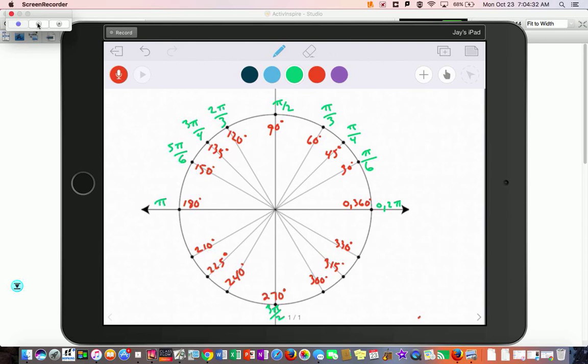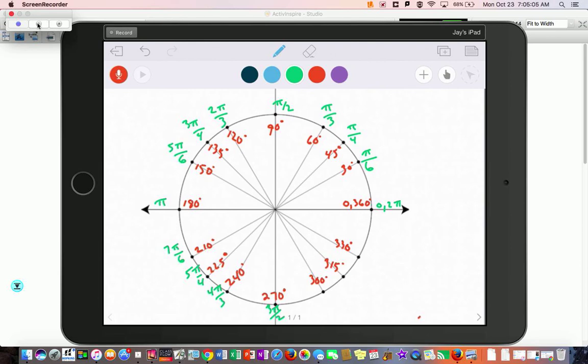So once you get the pattern for radians down, it's not too bad. So again, this would be over 6, this would be over 4, and this would be over 3. Now, how many 30s can you fit in 210? 7. How many 45s can you fit in 225? That'd be 5. And how many 60s go in 240? That's 4.